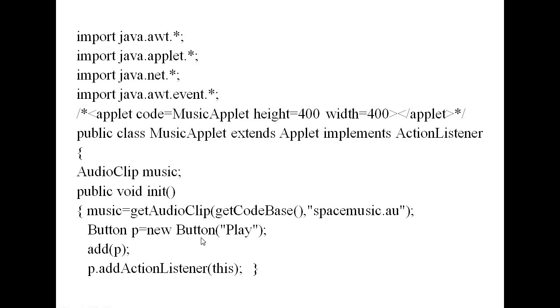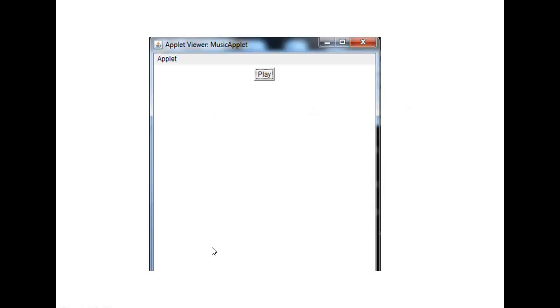In our case we have only implemented one play button, that is p, and its caption is play. So p is a new button play, that is added and registered with the event model. On clicking this play, the audio will be played in the background. We have not implemented the stop and loop buttons.